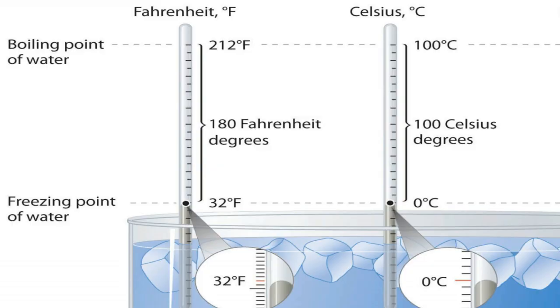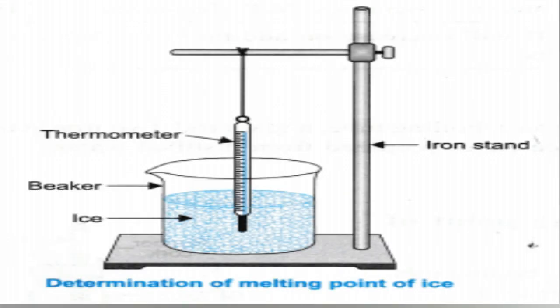First of all, I would like to talk to you about the Celsius scale. When preparing the Celsius scale, Anders Celsius used two fixed points. We call these two fixed points the minimum fixed point as 0 and 100 degrees Celsius as the maximum fixed point. So how did he create these two fixed points?